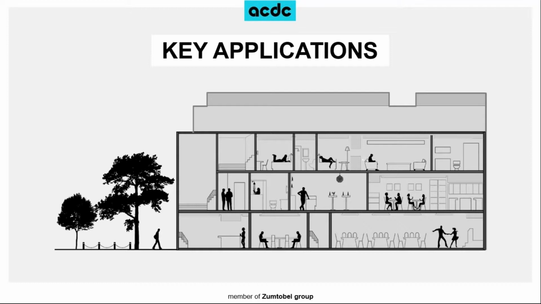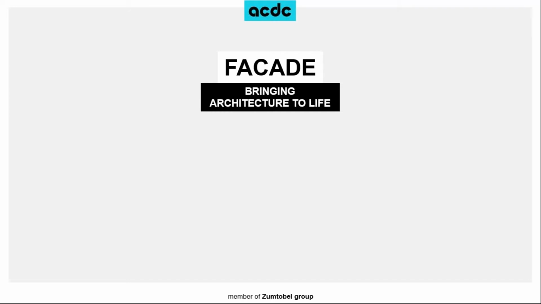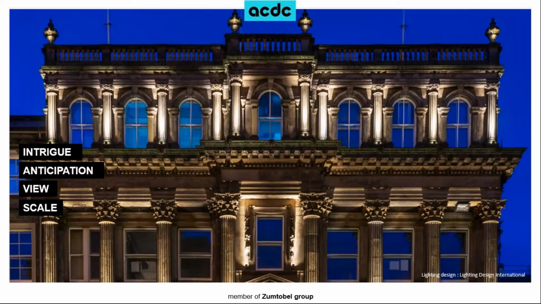So let's return to our AC/DC hotel. We'll talk through those key areas and just talk about how to light and to some degree why to light as well. So first of all, let's think about the facade. Let's think about how with light we are bringing architecture to life, using the light to build the intrigue, the anticipation, to define the height, the scale of the building, emphasizing those views from afar.